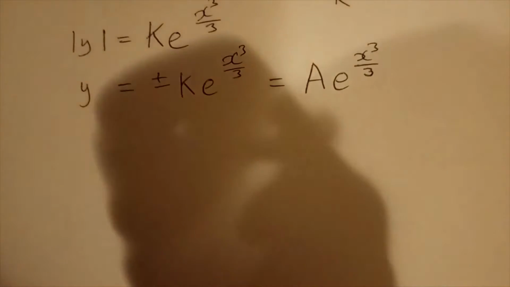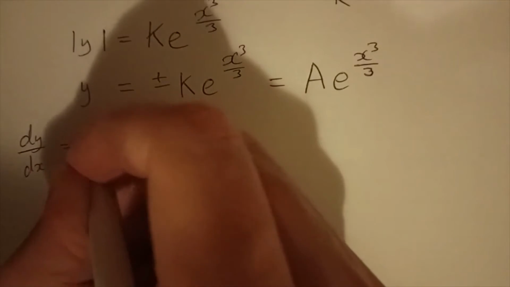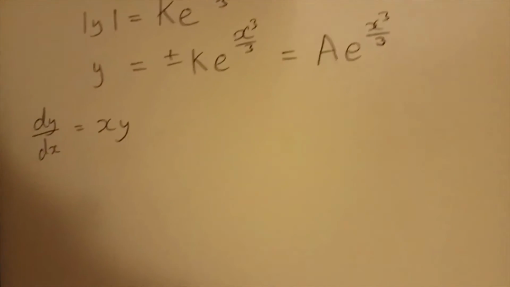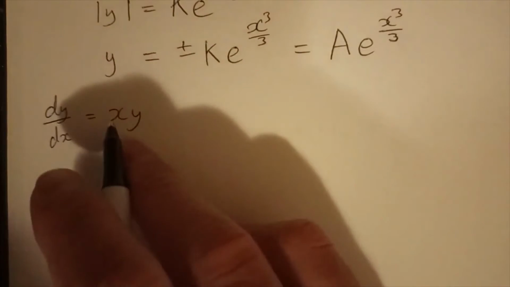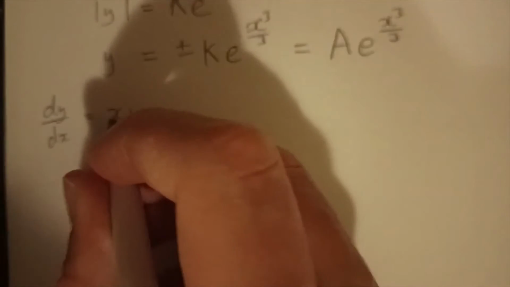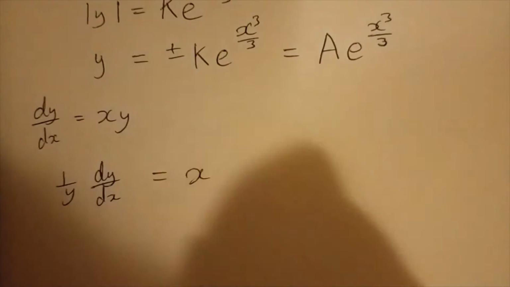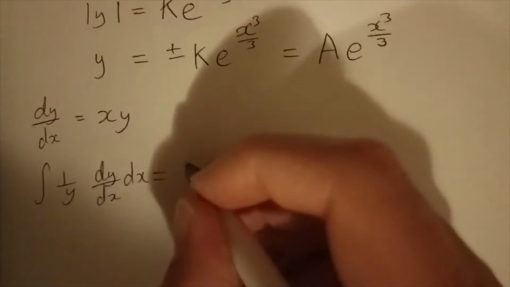I'll do another example. dy/dx equals xy. Now again, we divide through by y to separate the functions of x and y. 1 over y dy/dx equals x. And again, we can integrate both sides with respect to x.